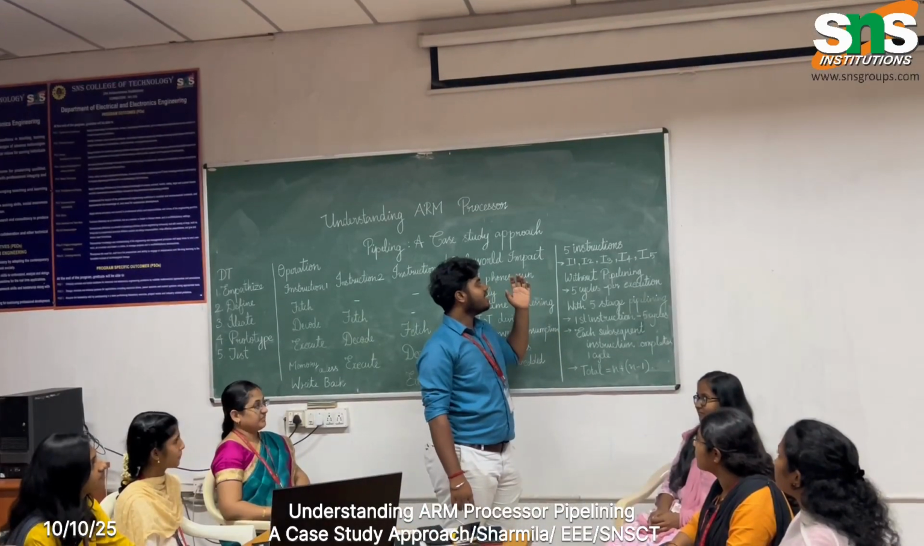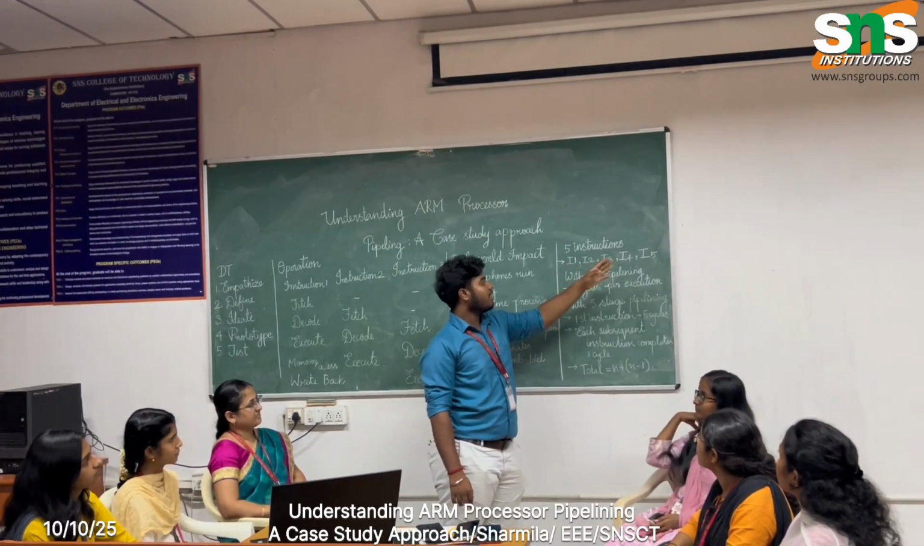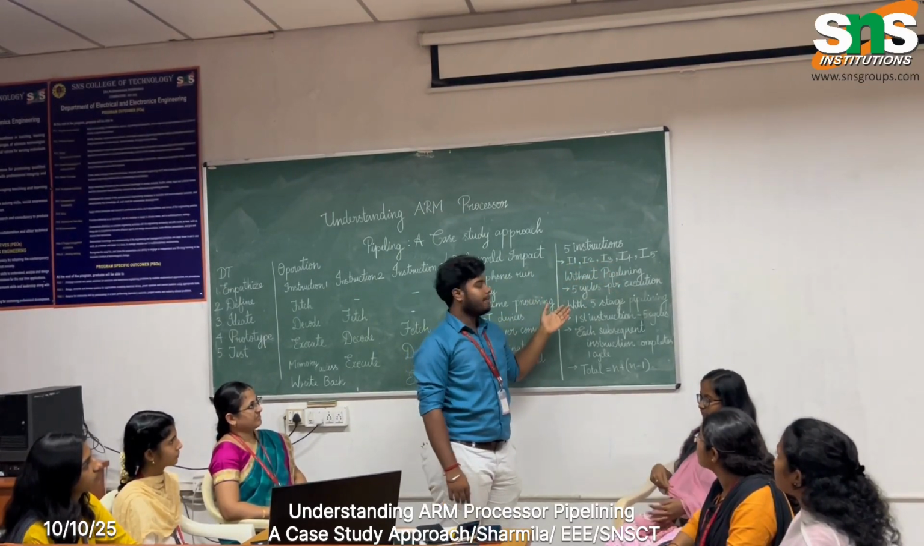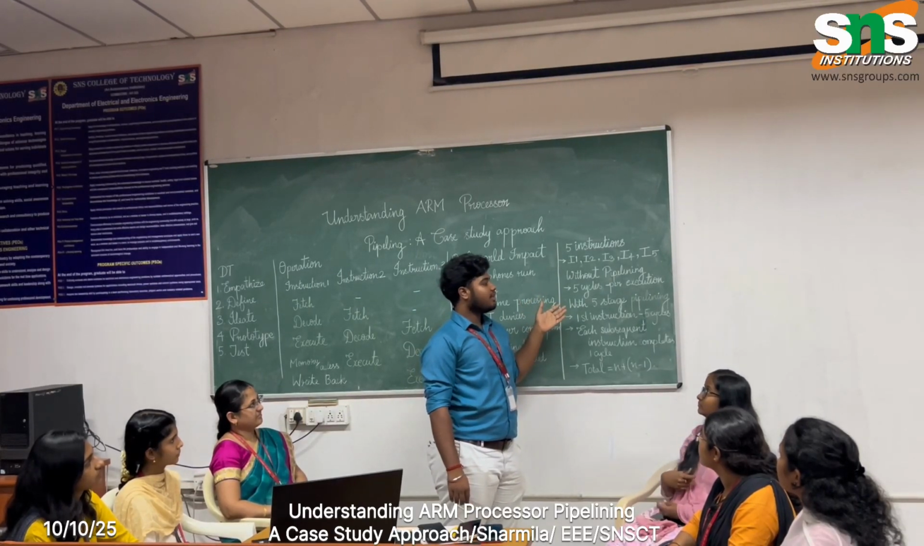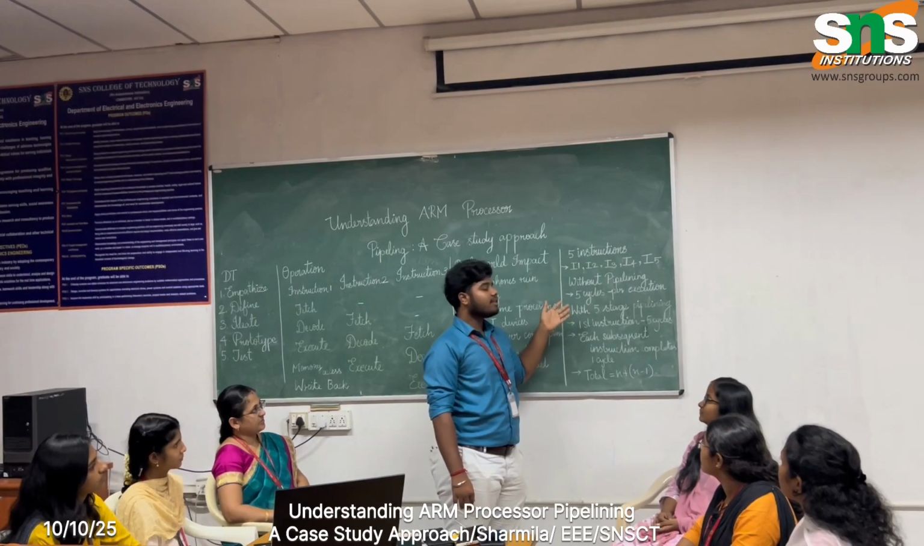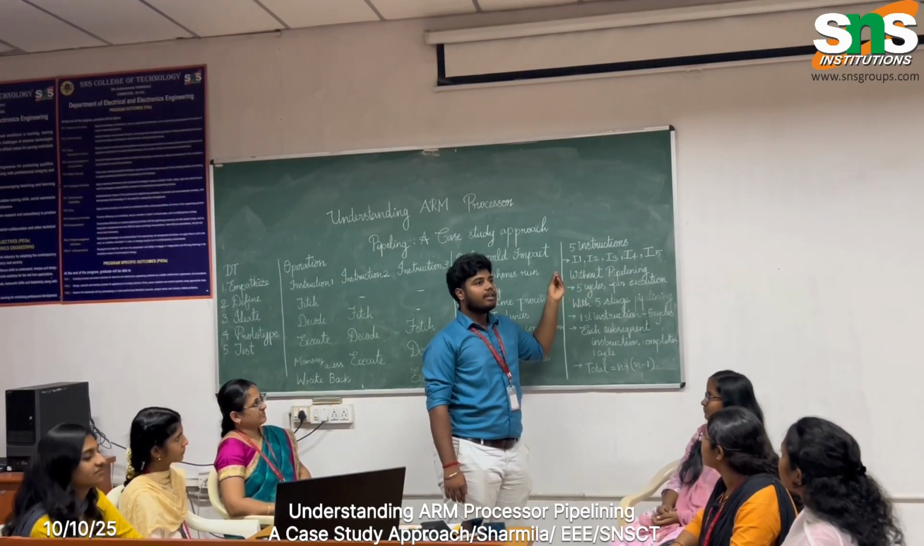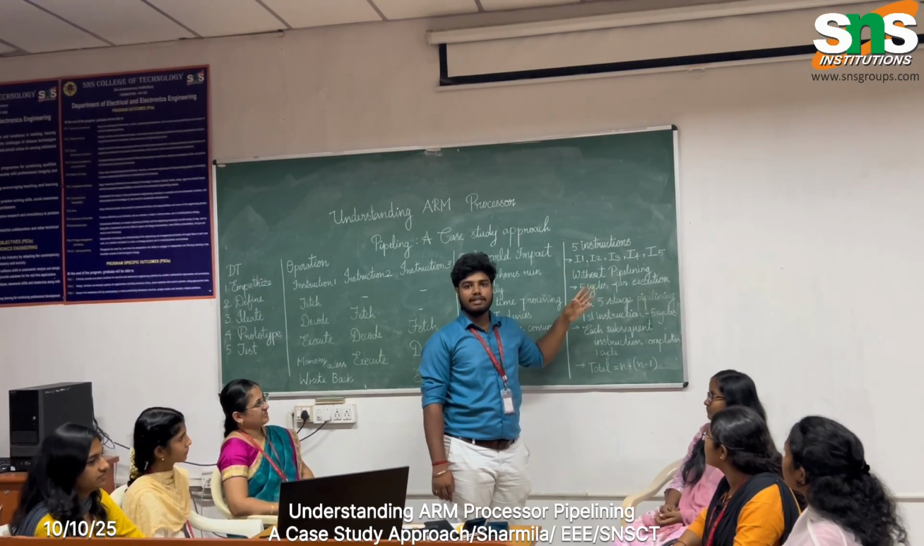So consider the example of 5 instructions, I1, I2, I3, I4 and I5. Without ARM pipelining, each instruction takes 5 cycles. So the total is 5 into 5, 25 cycles.